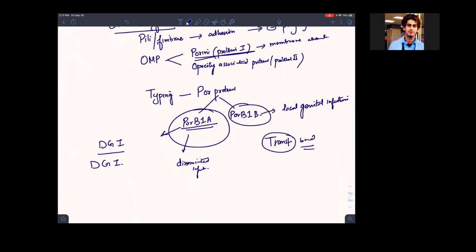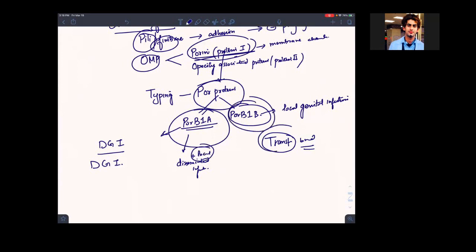So what comes in the virulence factors? It should have pili, or you can say fimbriae, or OMP, which is of two types: protein 1 and protein 2, and protein 1 is further classified on the basis of Por protein into two serotypes, PorB1A and PorB1B. PorB1A causes disseminated gonococcal infections. You should not only remember disseminated; it can cause both, that is, local will also come. But PorB1B will be implicated only for local genital infections, isn't it?